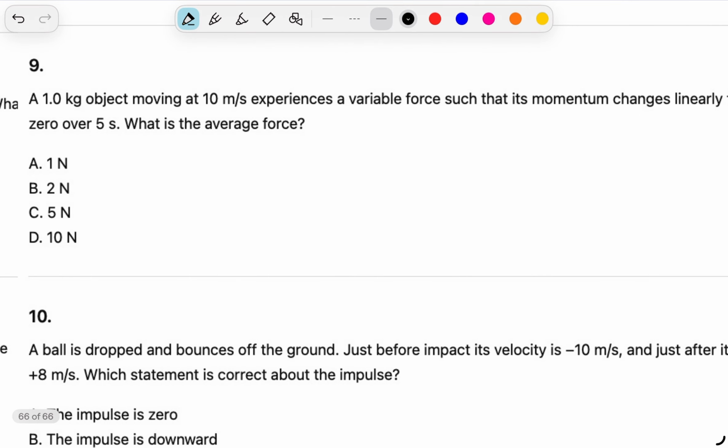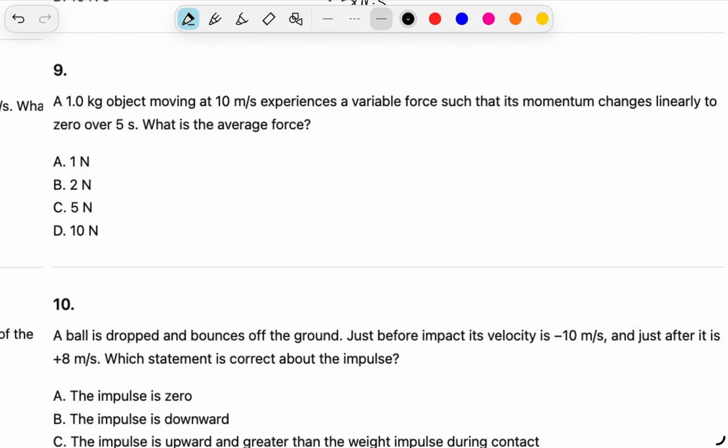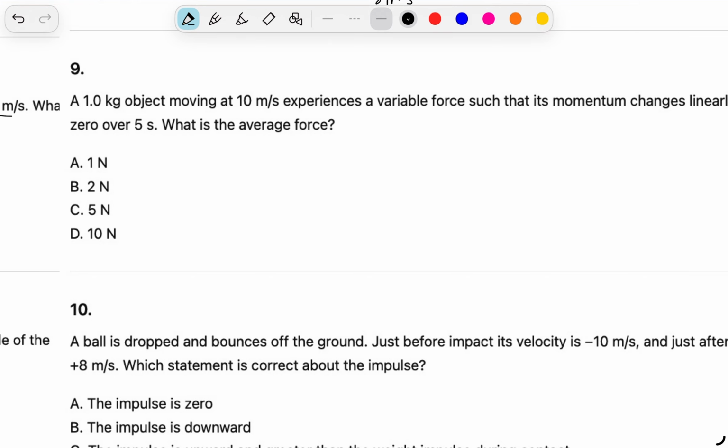A 1 kilogram object moving at 10 meters per second experiences a variable force such that its momentum changes linearly to 0 over 5 seconds. What is the average force during this time interval? The answer is going to be -2, because the magnitude just looks at the sign.